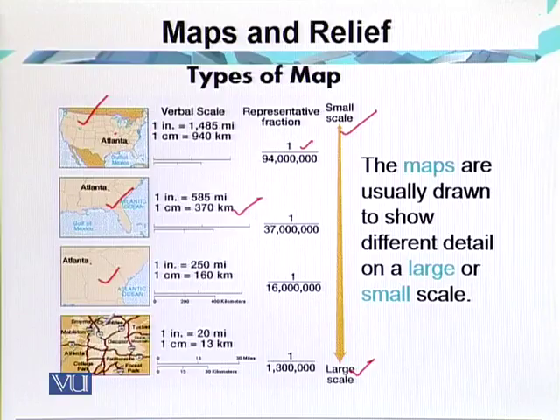So the last category of the map, which is a large scale map, the scale is 1 centimeter is equal to 13 kilometer. So here the city of Atlanta actually is on the map. So the city map is drawn on a scale which is called the large scale. So maps are usually drawn to show different detail on a large or small scales.